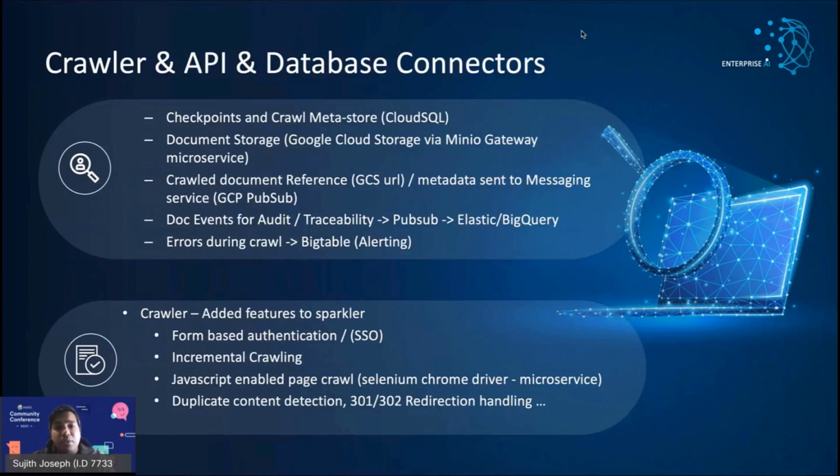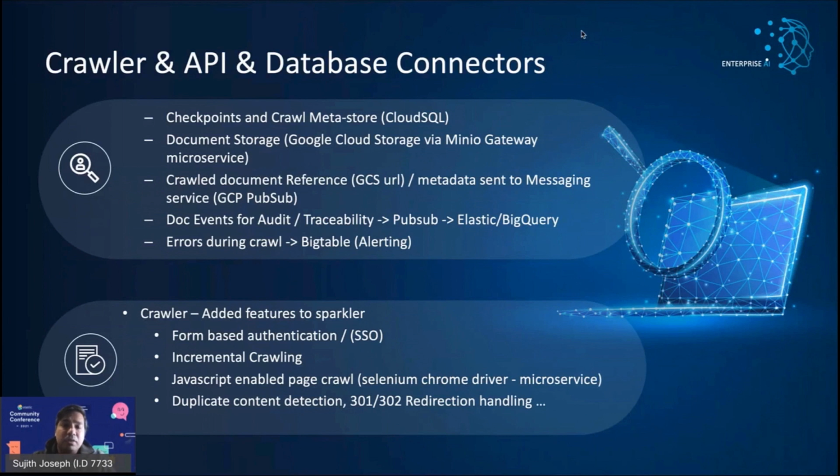For the crawler, we use Cloud SQL to store the checkpoints and the crawl metastore data. The crawled documents are uploaded into Google Cloud Storage, and the crawled document reference and the metadata are sent to a messaging service known as Google PubSub. And we do have end-to-end traceability of a document that is fetched from a connector or a crawler all the way to the search index in Elastic. These are sent as events from the connector to the variety of subsystems that we have. These events are sent to PubSub, and ultimately stored in Elastic and BigQuery. Any errors during the crawl are stored in Bigtable.